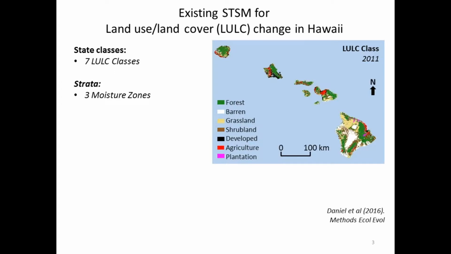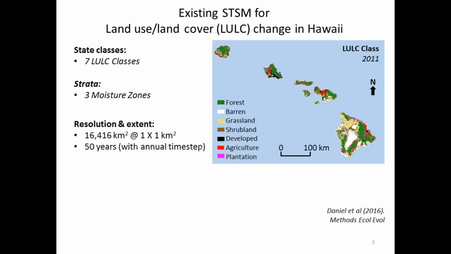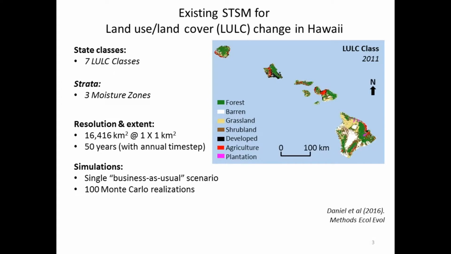And we also used the strata feature to incorporate moisture zones and differences in dynamics across 3 different moisture zones. This is actually a fairly small model in spatial extent. We ran it at 1 kilometer resolution with about 16,000 cells, and we ran it forward 50 years with an annual time step. And we only looked at 2 scenarios.